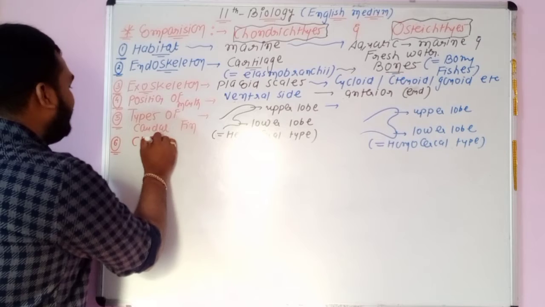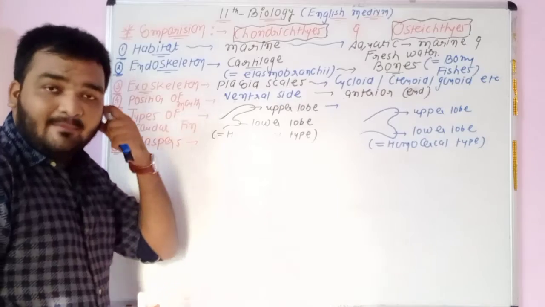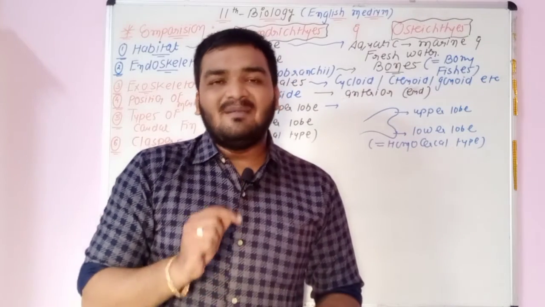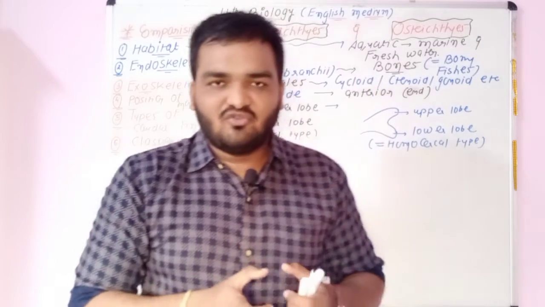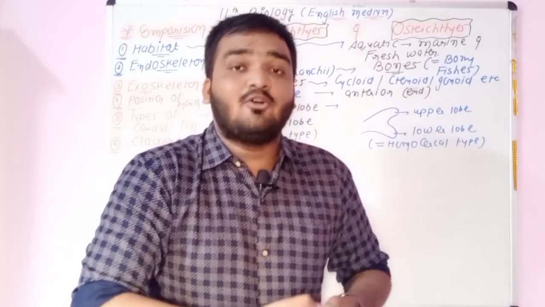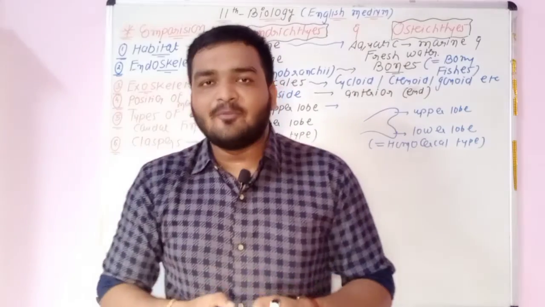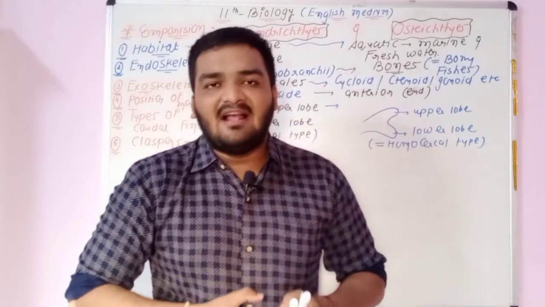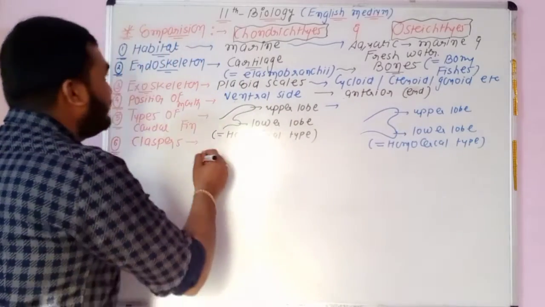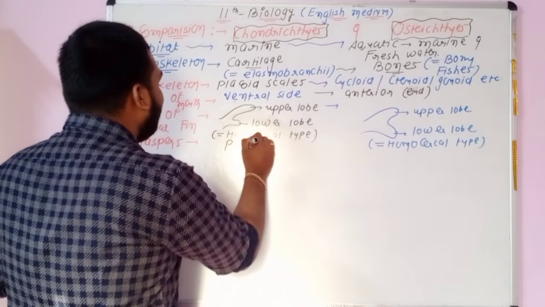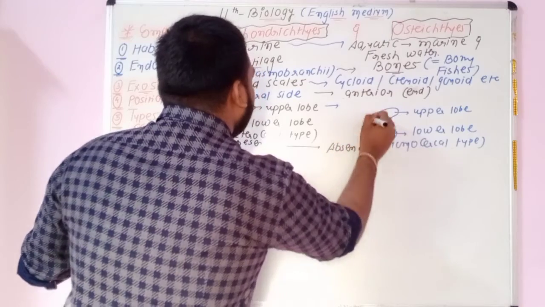Now point number 6 is about the claspers. So now we have a new word, claspers. See, claspers are one type of structure which is only present in males. With the help of claspers, the male fish will hold the female fish during copulation. So claspers are only used during the process of copulation. You will remember that claspers are present in Chondrichthyes, while claspers are absent in Osteichthyes.